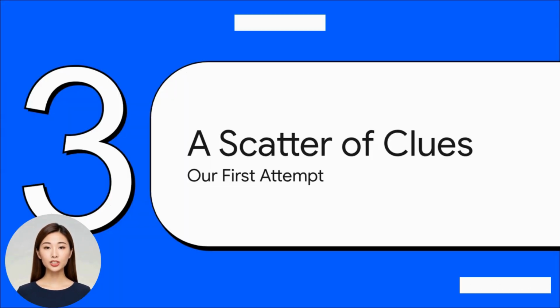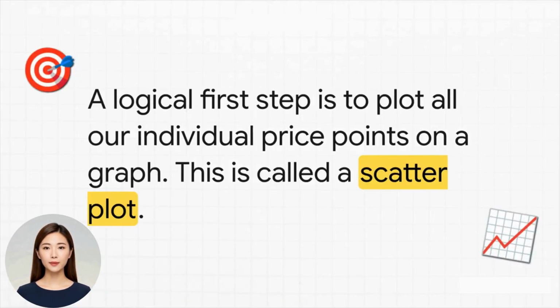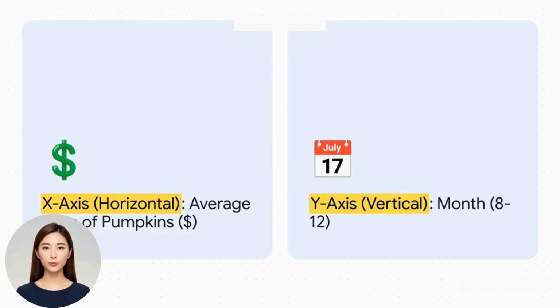Okay, time for our first attempt. Let's try to make our first map out of this data and see if we can find some clues. A pretty logical place to start, you might think, is to just take every single data point we have and plot it on a graph. Let's just see what we've got. The chart we use for this is called a scatter plot. So to set this up, we're going to put the price on the bottom, the horizontal x-axis, and on the side, the vertical y-axis, we'll put the month. So you'll see the number 8 for August all the way up to 12 for December.